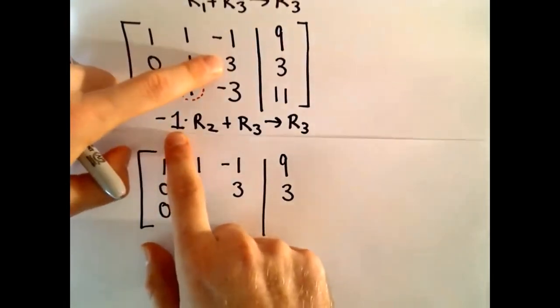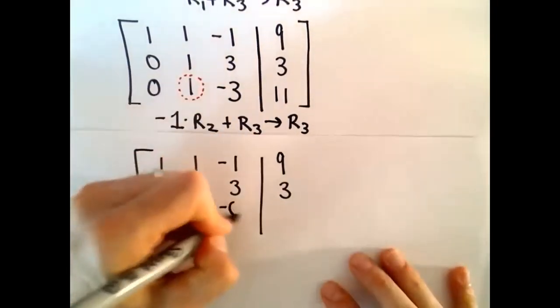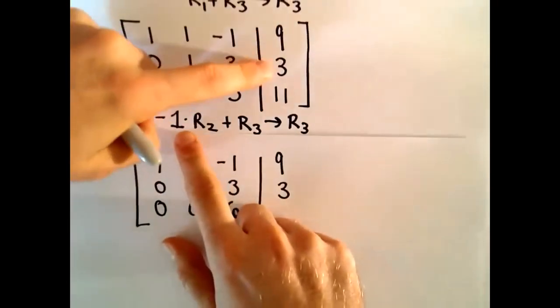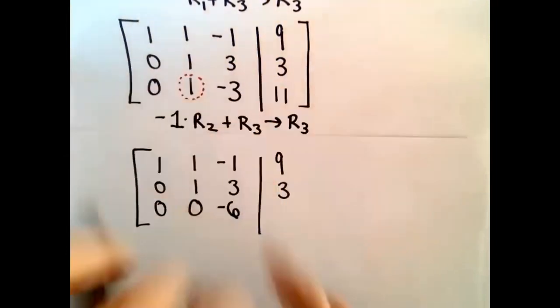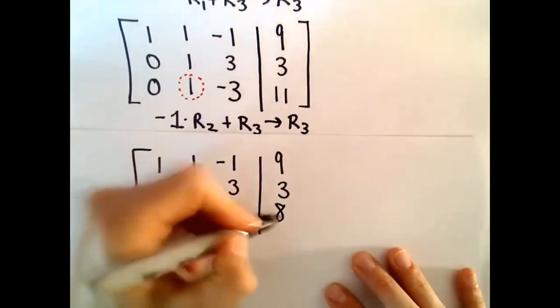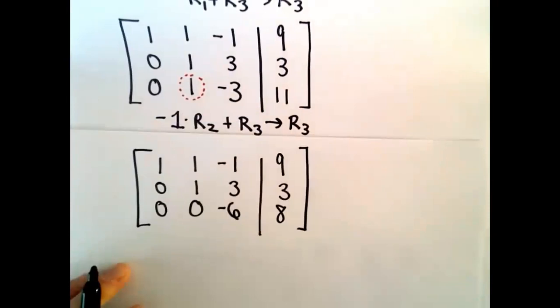-1 times 3 is -3. -3 plus -3 will give us -6. -1 times 3 again will be, well, -3. -3 plus 11 will be +8. And now we've got our third row. All right, we're getting close.